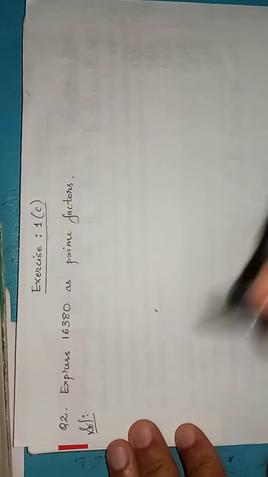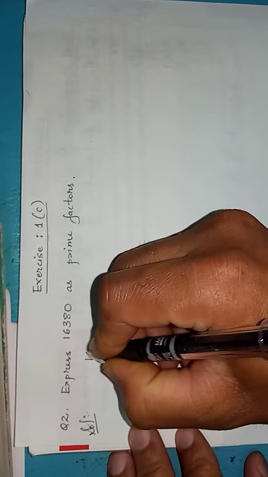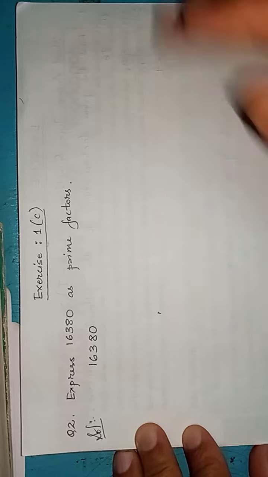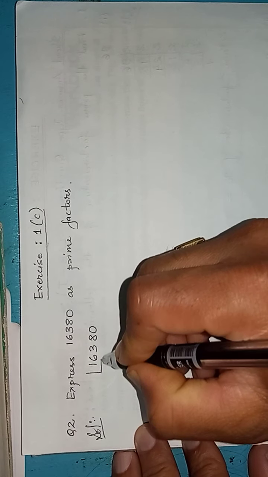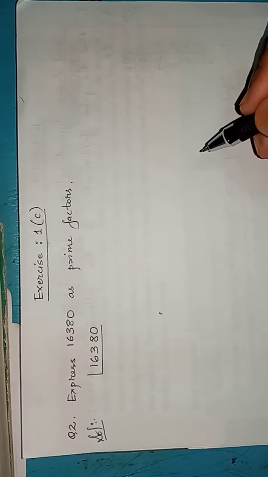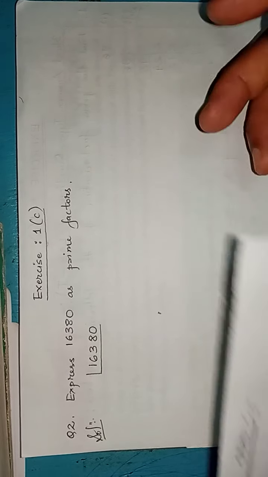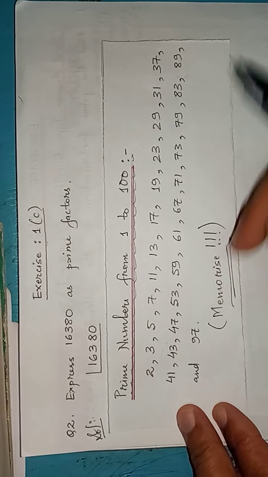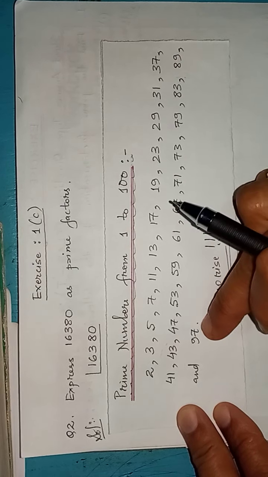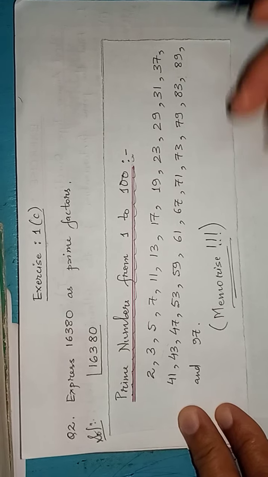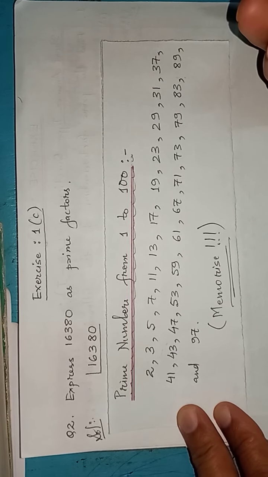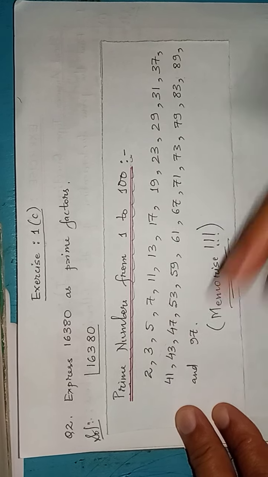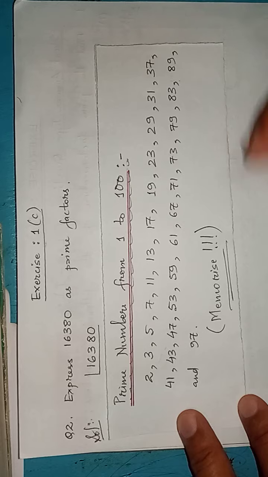The number here is 16,380 and we have to find its prime factors. We do it the same way. First of all, remember students that you have to learn the prime numbers by heart. These are all the prime numbers from 1 to 100. It doesn't mean that they stop here. Prime numbers are endless, since the natural numbers are endless. But these are some important prime numbers that you should try to learn by heart, up to 100.